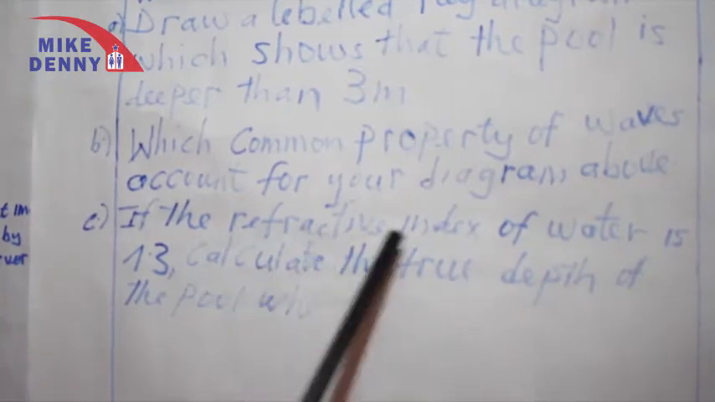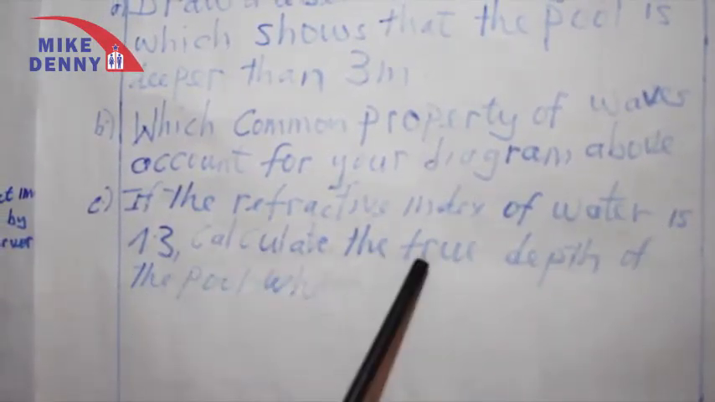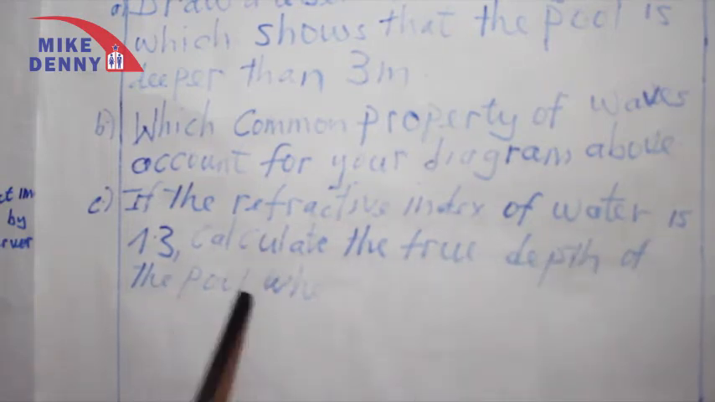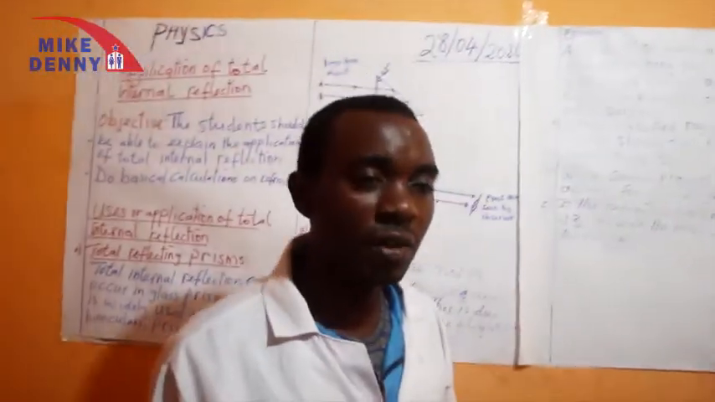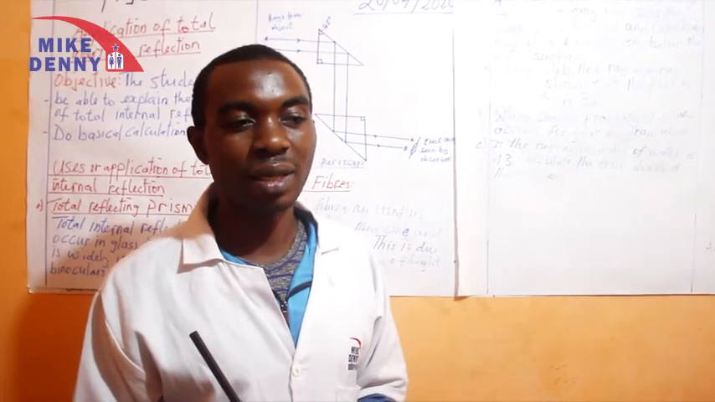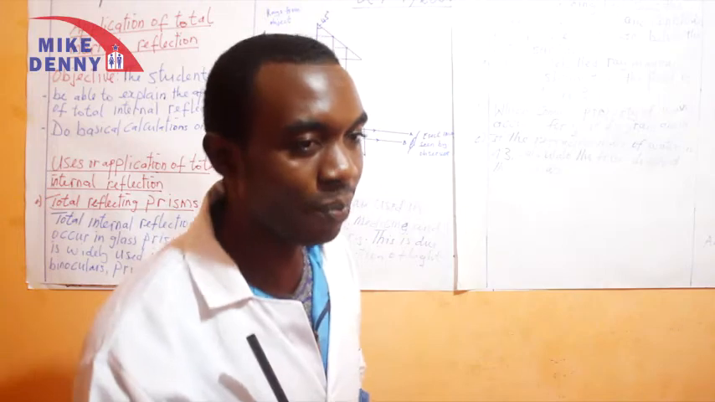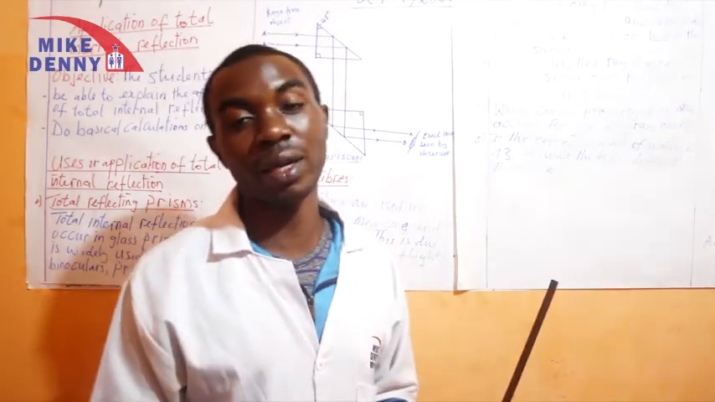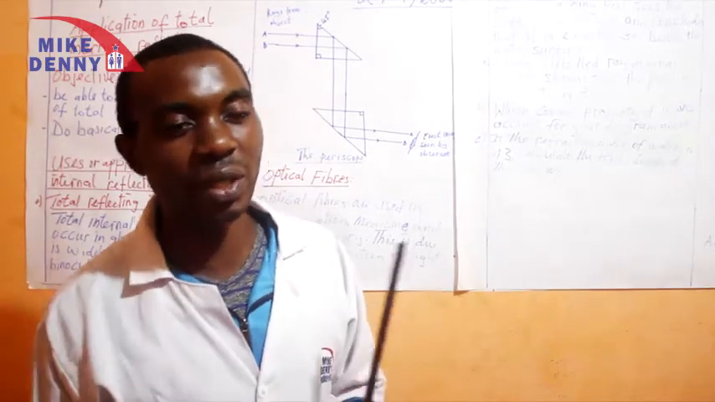If the refractive index of water is 1.3, calculate the true depth of the pool. Okay, you realize that in most cases when we stand in front of a swimming pool and you are looking at the bottom, it seems as if the bottom is closer to the surface. It is not like that. If you send your hand, it keeps on going deeper, deeper, and deeper. That is why you can make an error and drown in a swimming pool because of your imagination.